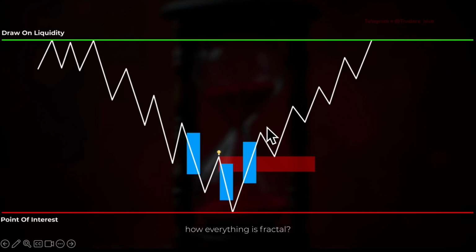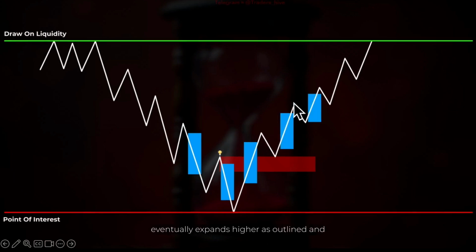Are you beginning to see how everything is fractal? Simply by me explaining these schematics to you. Now what you can see is that the market eventually expands higher as outlined, and throughout these expansion legs, what you will see is that new imbalances will get created. These imbalances will function as points of interest down the line.